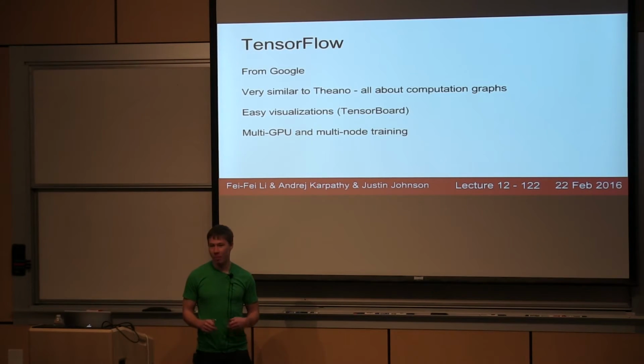TensorFlow is from Google. It's really cool and shiny and new, and everyone's excited about it. And it's actually very similar to Theano in a lot of ways, in that they're really taking this idea of a computational graph and building on that for everything. So TensorFlow and Theano are actually very, very closely linked in my mind. And that's sort of why Keras can get away with using either one as a backend.